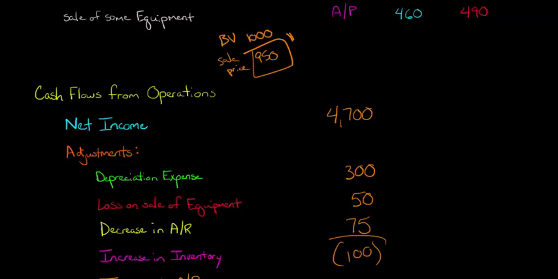So when we do the inventory, we just say, look, we went up $100 in inventory, so that increase in inventory is going to be negative 100, and that's why I have it in parentheses to indicate that this is a negative number. This is actually going to be subtracted from that 4,700. It's going to be a negative adjustment.